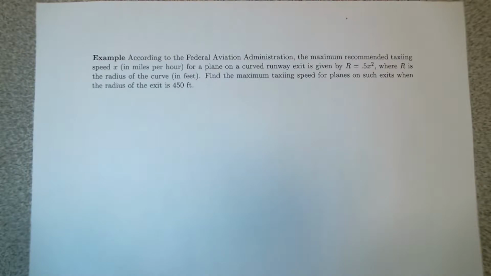Here is a different example where a quadratic equation is actually used in regulation, and this is pretty typical as well. If I read the problem to you, it says, according to the Federal Aviation Administration, the maximum recommended taxiing speed, x in miles per hour, for a plane on a curved runway exit is given by this equation, where the variable capital R is the radius of the curve in feet. Find the maximum taxiing speed for planes on such exits when the radius of the exit is 450 feet.